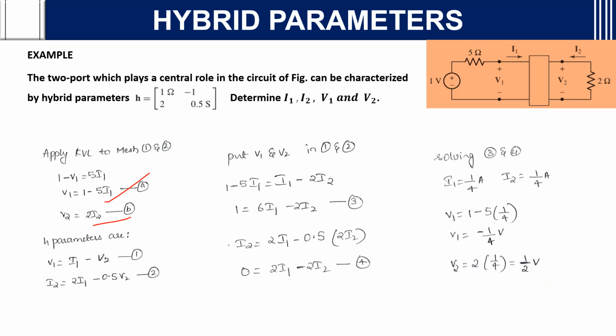Simple. Initially we write KVL, which is common. We write these H parameters into the equations. Then by doing KVL you get V1 and V2 values. Put these V1 and V2 values in this, so the equations will be in terms of I1 and I2. By solving using the calculator, you will get I1 and I2 values. Put those I1 and I2 values in the V1, V2 equations and you will get V1 and V2. That's it.